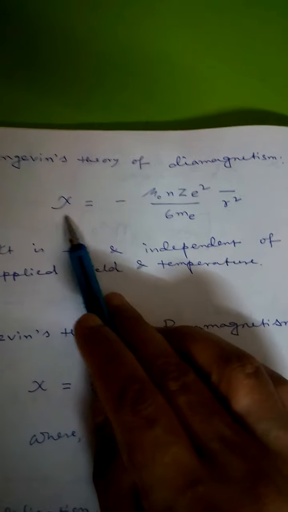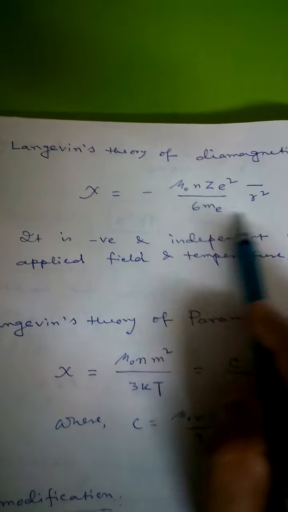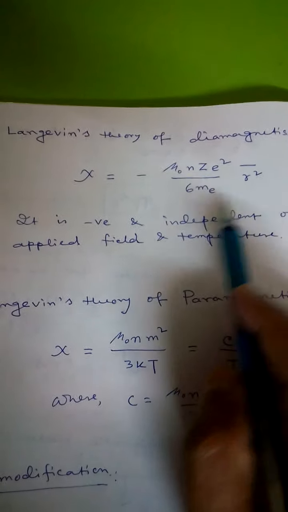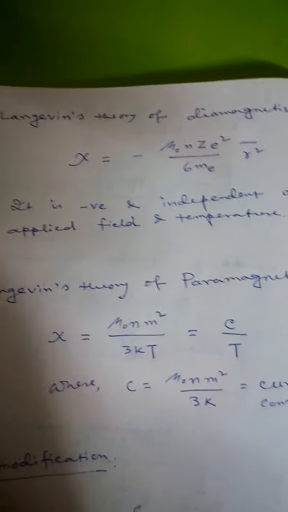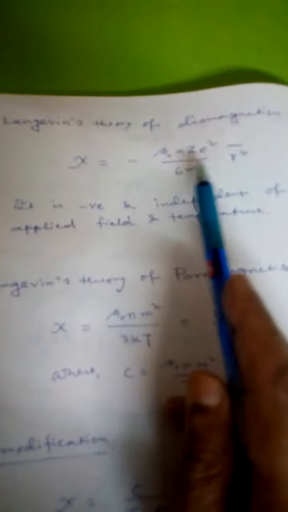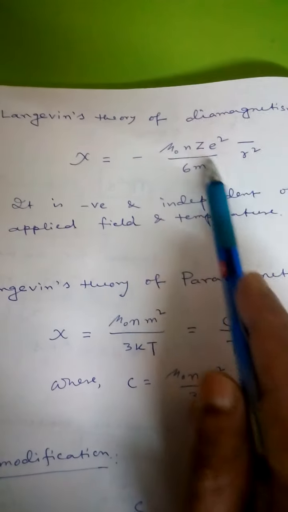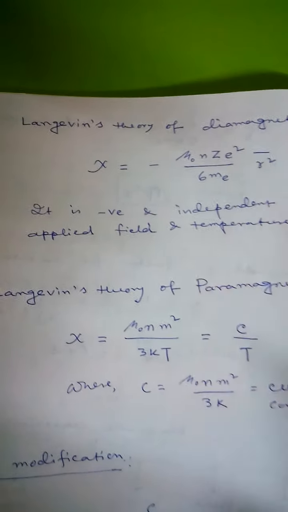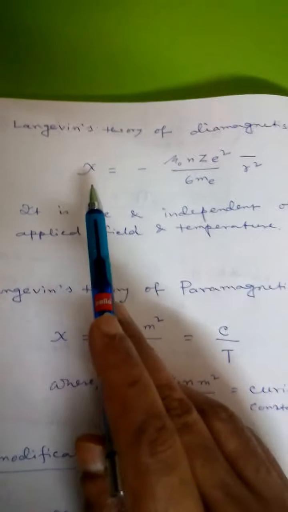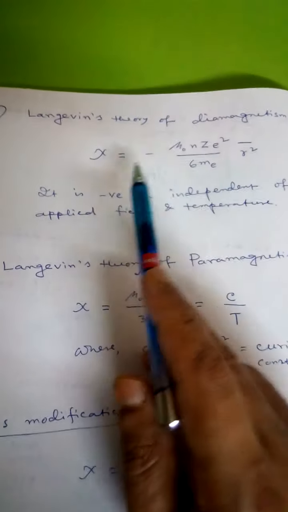So next one, point number 10, Langevin theory of diamagnetism. Susceptibility chi equals this one, written over here. The important points to be noted are, first, it is negative; second, it is independent of applied field. There is no field expression over here and no temperature over here, so it is also independent of temperature. This is the property of susceptibility for diamagnetic material.